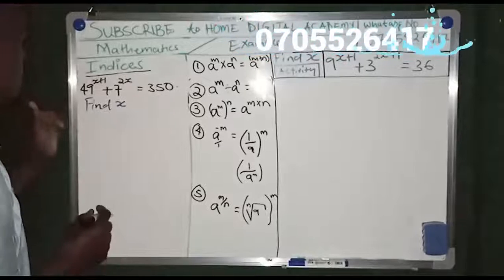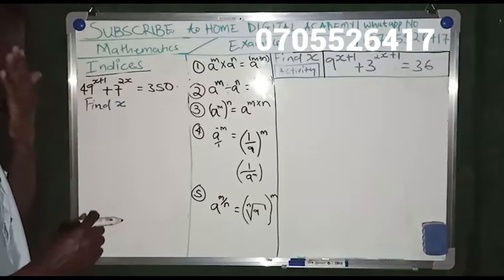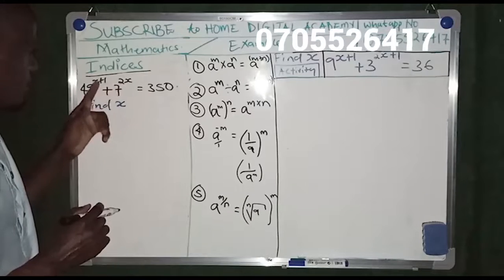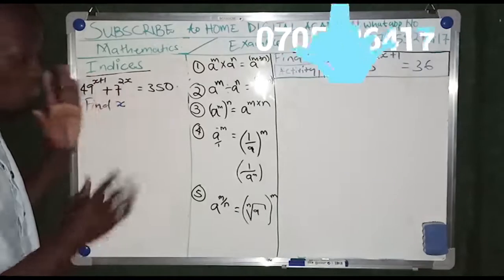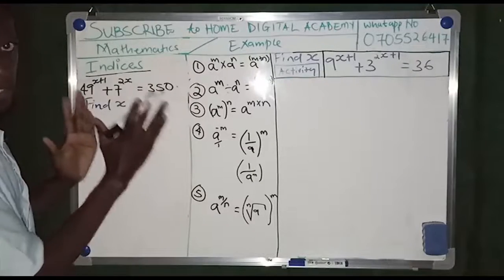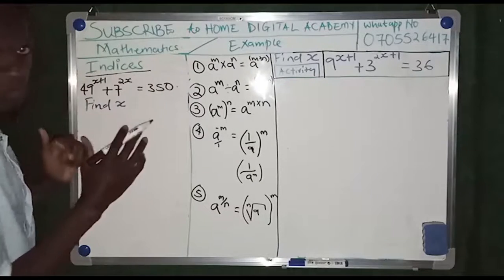Let us go on. Now, we are having a number of this kind. These are indices. This is an index and this is an index. So it is in the topic of indices.